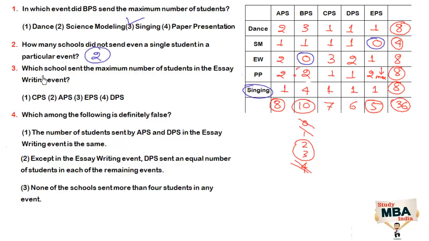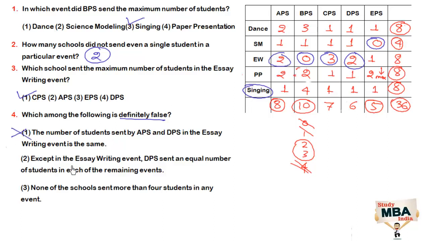Now the third is: which school sent the maximum number of students in essay writing? So in essay writing the maximum number of students is 3, and that is sent by CPS. So option A is the right answer. And let's take the last question. Which among the following is definitely false? So the first option is that the number of students sent by APS and DPS in the essay writing event is the same. So APS and DPS both are sending 2 students. So obviously this is true. So this cannot be the answer.